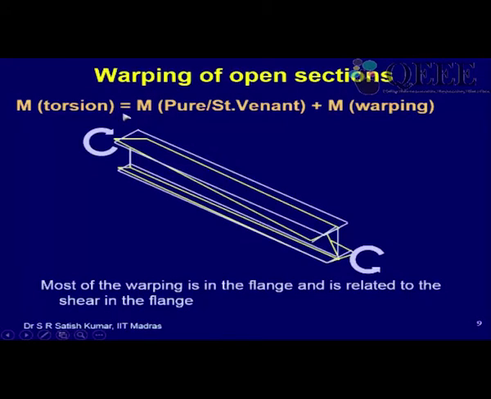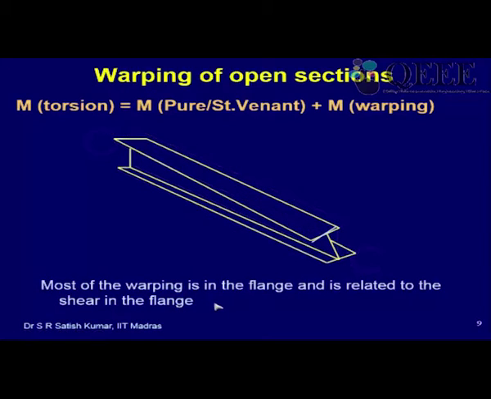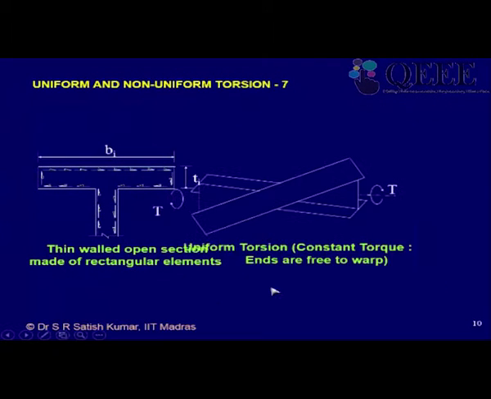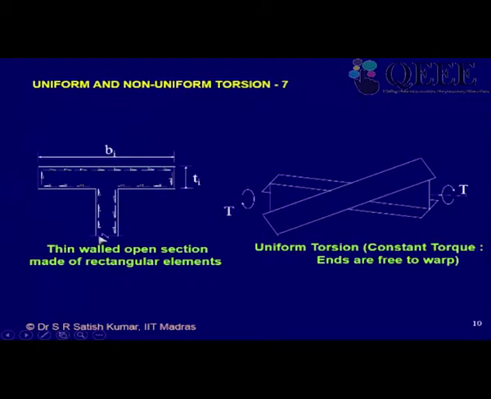Okay, so the warping torsion now can be resisted by the Saint-Venant torsion and another torsion called warping torsion. In this case most of the warping is in the flange and is related to the shear in the flange. We'll see how it looks when we actually see. So the torsion is not able to go in a circular loop. What it does is it goes like this, and then it has to come back into the web.